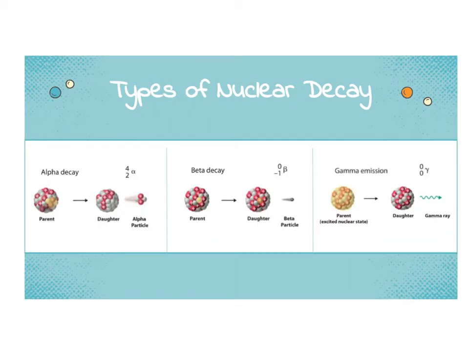There are three main types of nuclear decay that we'll talk about today. There's alpha decay, where a nucleus loses an alpha particle, beta decay, where a nucleus loses a beta particle, and lastly gamma emission, where an excited nucleus will lose a gamma ray.